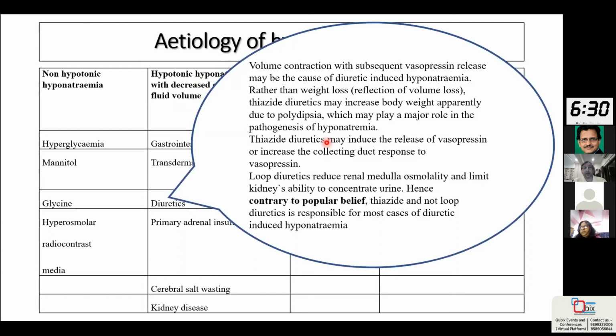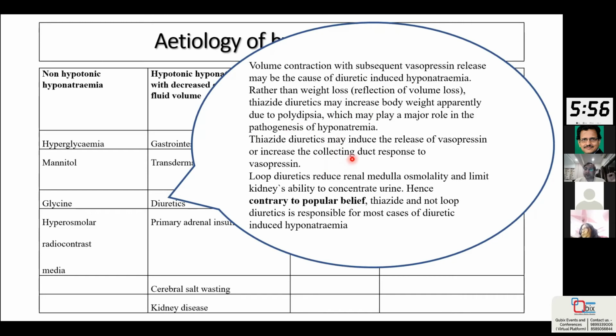Now, a few points. Diuretics, it's not very simple. It's not that the diuretics just kick out the sodium and cause dehydration, and that is why there is low sodium. No, there is subsequent vasopressin release. Rather than weight loss, it has been seen in many cases that thiazide diuretics may increase body weight due to polydipsia. That plays an important role in the pathogenesis of hyponatremia. And it may induce the release of vasopressin and increase the collecting duct response to vasopressin.